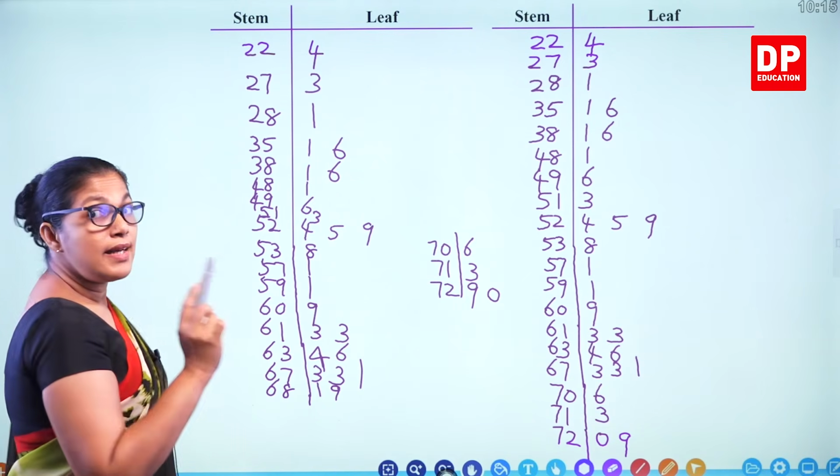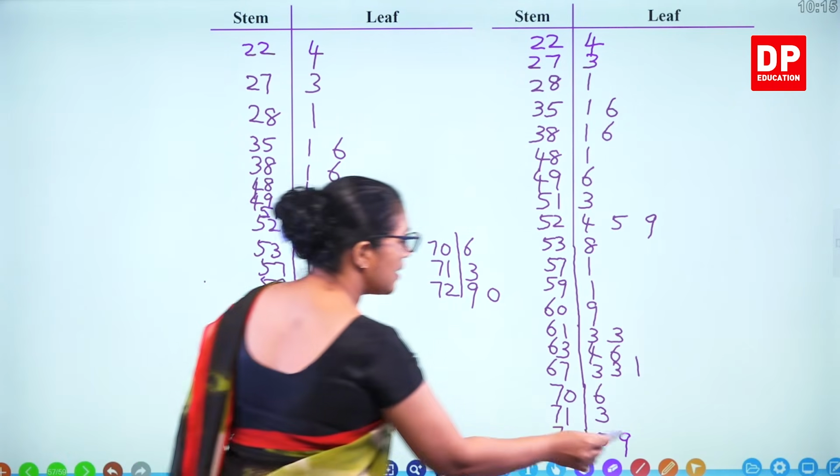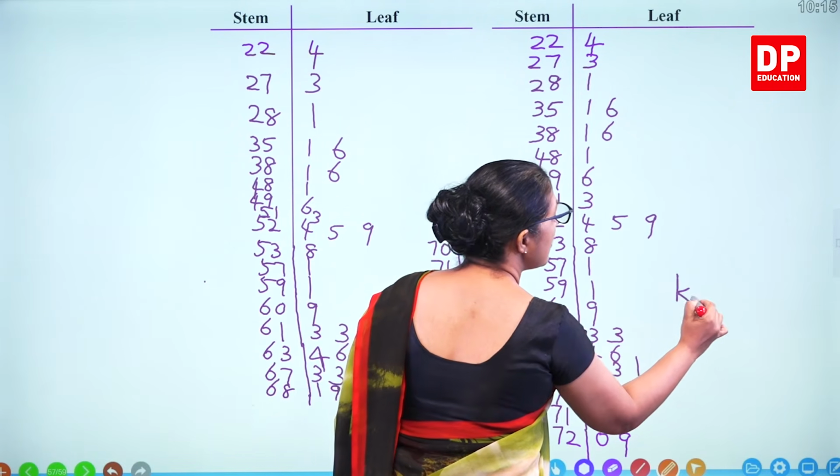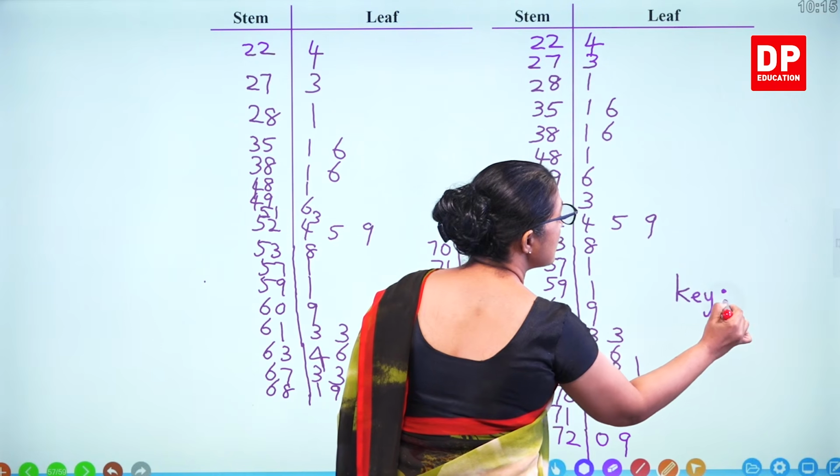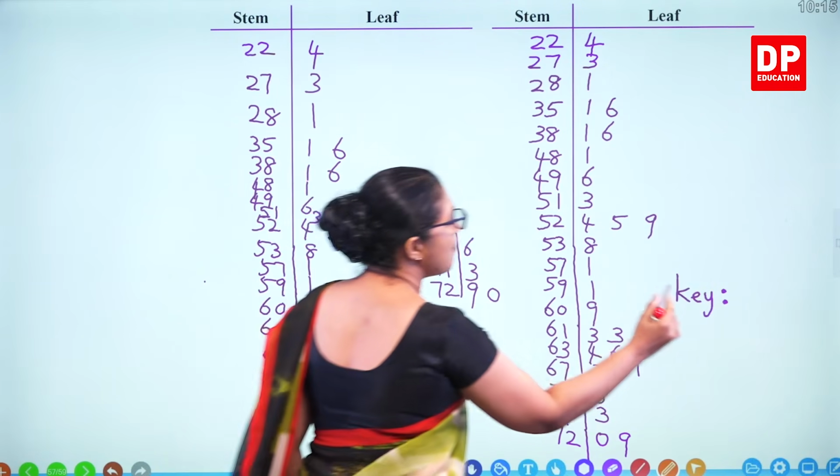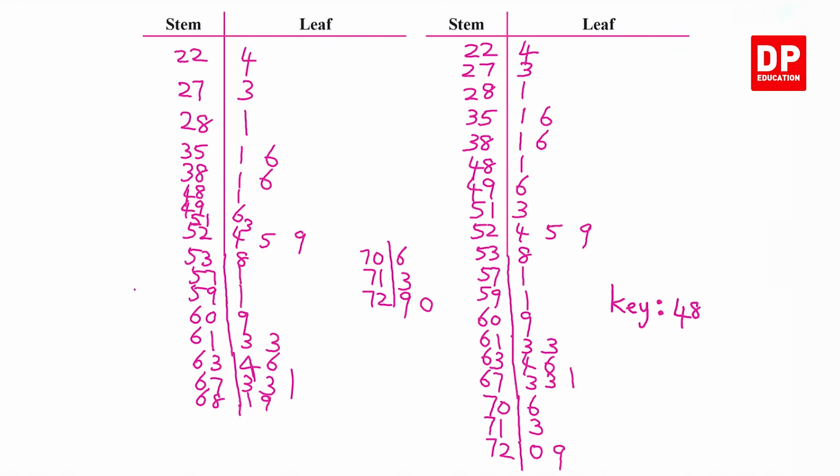And now we can give the key. So what's the key? Key is, we can take any number. 48 stroke 1 means 481.